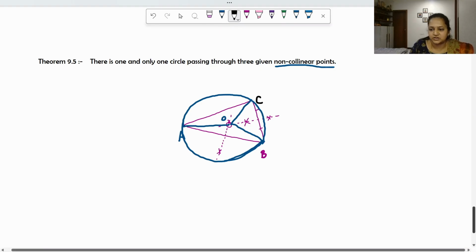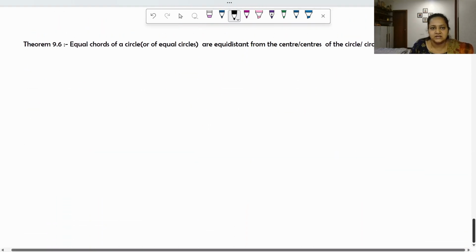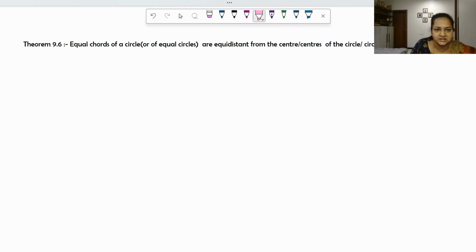Let's move on to the next question, next theorem. What does the theorem say? It says equal chords of a circle or of equal circles. Now over here, what we need to understand is "or of equal circles". We'll come to it later. We'll just read the entire statement and come back. Equal chords of a circle are equidistant from the center. New word, equidistant, from the center of the circle.